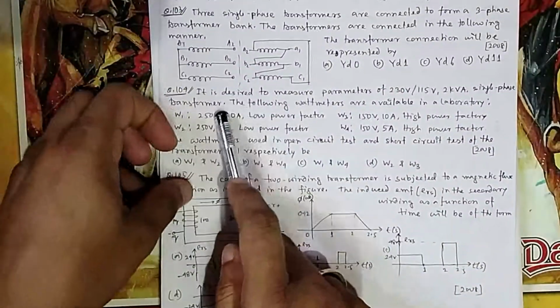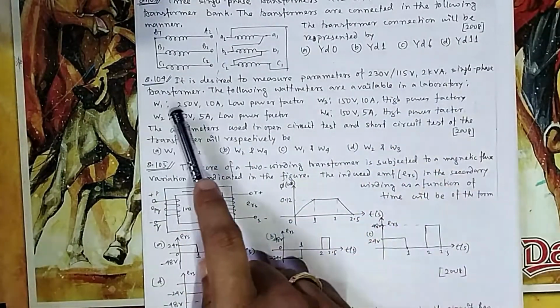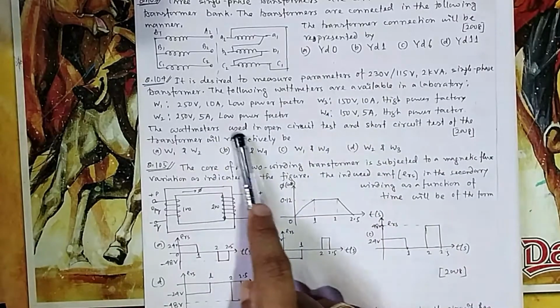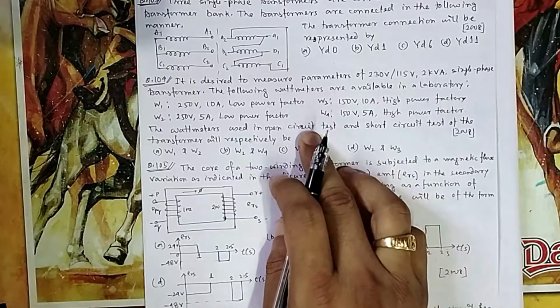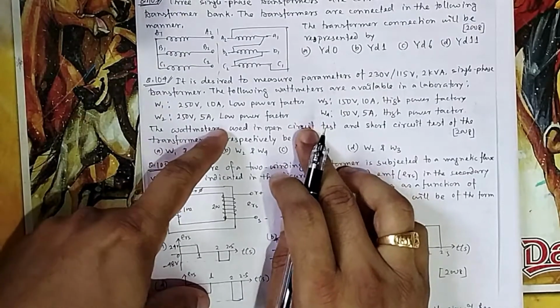So in question number 104, it is desired to measure a parameter of a 230 by 115 V, 2 kVA single phase transformer. The following wattmeters are available: wattmeter 1, 2, 3, 4. The wattmeters are used in open circuit test and short circuit test. So you have seen in open circuit test only magnetization current will be there. So there will be much more reactance, so that power factor will be very, very low.